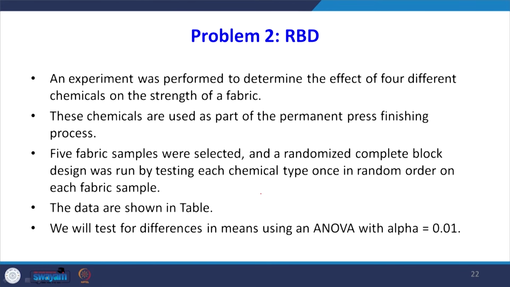We will go for one more problem. We will use this randomized block design. An experiment was performed to determine the effect of 4 different chemicals on the strength of a fabric. These chemicals are used as a part of a permanent press finishing process. 5 fabric samples were selected and a randomized complete block design was run by testing each chemical type once in a random order on each fabric sample. The data is shown in the table on the next slide. We will test the difference in means using ANOVA with alpha equal to 1%.